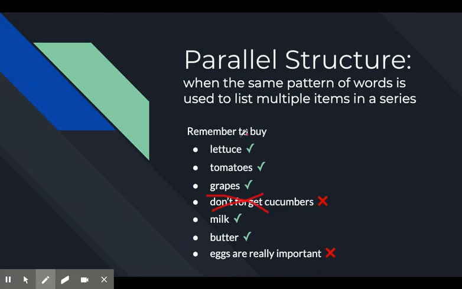So now I have: remember to buy lettuce, tomatoes, grapes, cucumbers, milk, butter. Eggs are really important? No, right? I just want to buy eggs. So right now I have this list that's in parallel structure because all of my items follow the same pattern.